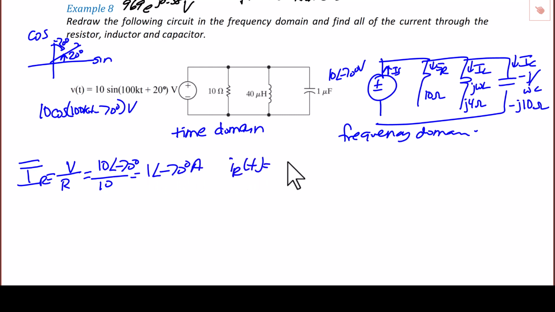So the current through the resistor is V over R, or 10 with an angle of negative 70 degrees divided by 10, which equals 1 with an angle of negative 70 degrees. Or in the time domain, IR(t) is equal to the cosine of 100,000t minus 70 degrees in amps.